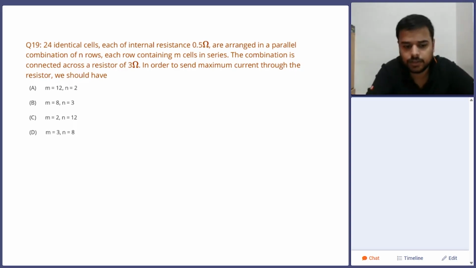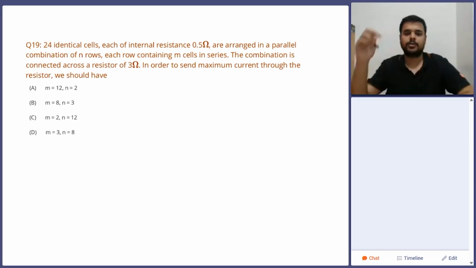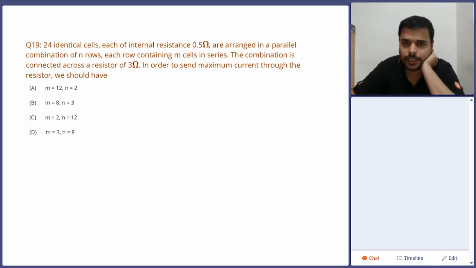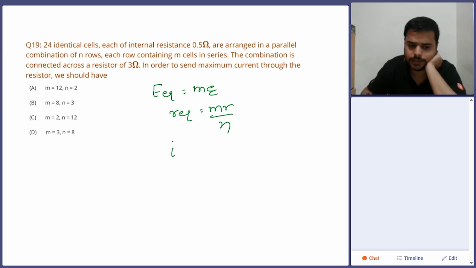24 identical cells, each of internal resistance 0.5 ohms, are arranged in a parallel combination of n rows, each row containing m cells in series. The combination is connected across a resistor of 3 ohms. In order to send maximum current through the resistor, E equivalent is equal to mE, right? R equivalent is mr by n, correct? So current will be mE upon R plus mr by n, which is mnE upon mr plus nR.